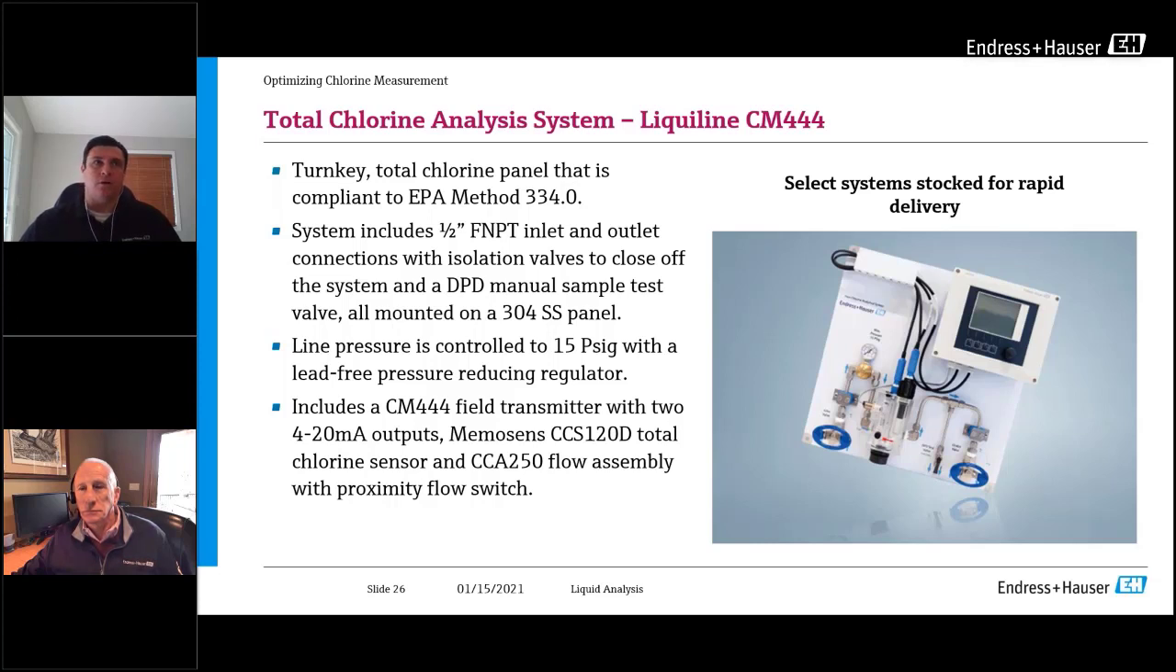So normally, on a normal order, we can get them out fairly quickly, but if all 83 of you who are registered right now and attending decide to order these chlorine panels, we may have to extend those delivery times a little bit. But by all means, please order all the panels. We would love that if you did it.